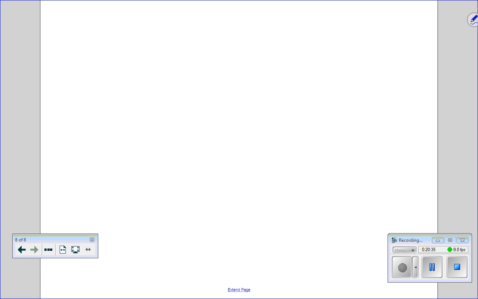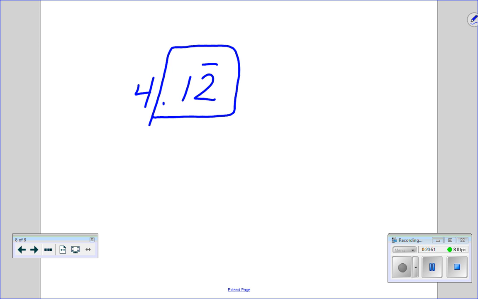Okay, quickly, I want to show you one like this. Let's say you have 4.12 and just the 2 repeated. Let's say you have a whole number. Whole numbers, just leave out. Don't even worry about it. Change this to your fraction, and then at the end, put your 4 in front of that fraction. It's like it's not even here. You just deal with that and then put the 4 in front of that fraction at the end.